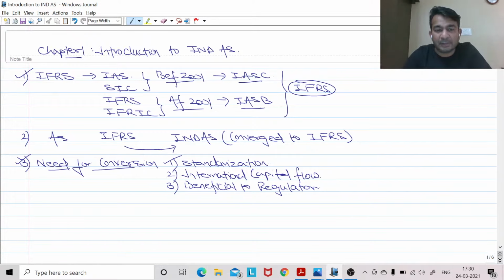Second, guys, due to international capital flow, then we had the beneficial to the regulator. Are we exactly clear with that one? So we had standardization, we had international capital flow, we had beneficial to the regulator. So guys, these three reasons whether we need to converge with IFRS. Are we exactly clear with that one?